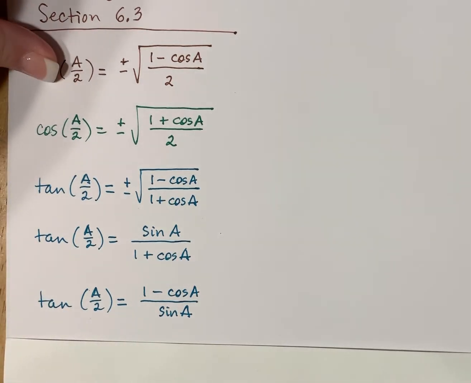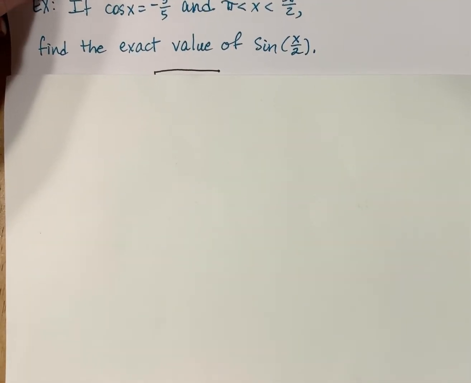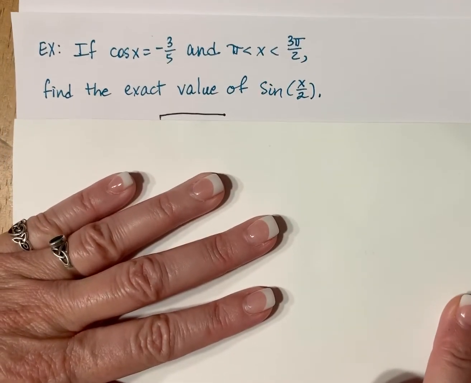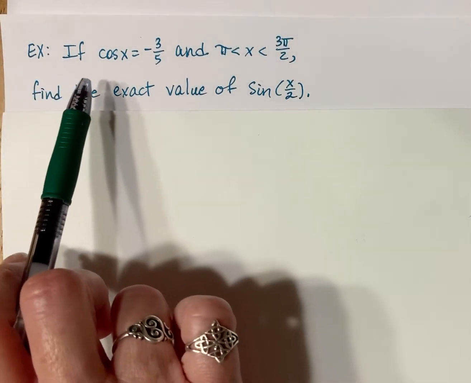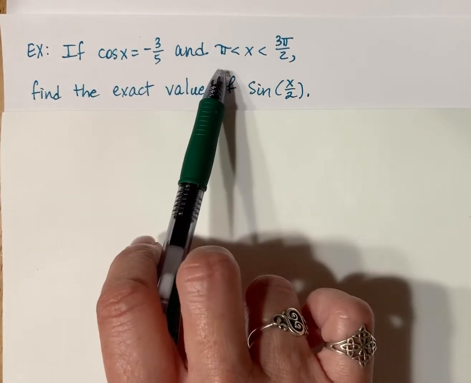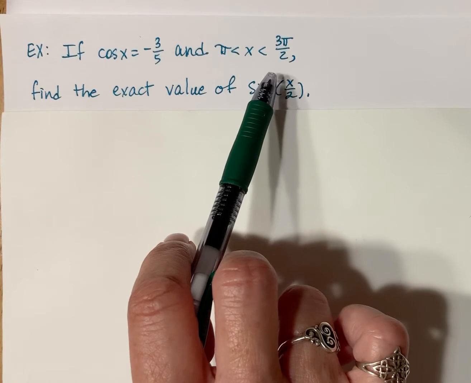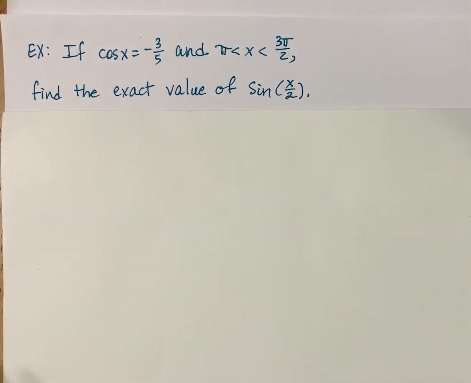Okay, let's look at a specific example. It's the same kind of problem we've been doing with the sum and difference identities and with the double angle, but now it's going to be with the half angle. A lot of the same kind of strategies. All right, so here's the question. If the cosine of x is equal to -3/5 and pi is less than x, which is less than 3 pi over 2, find the exact value of the sine of x divided by 2.